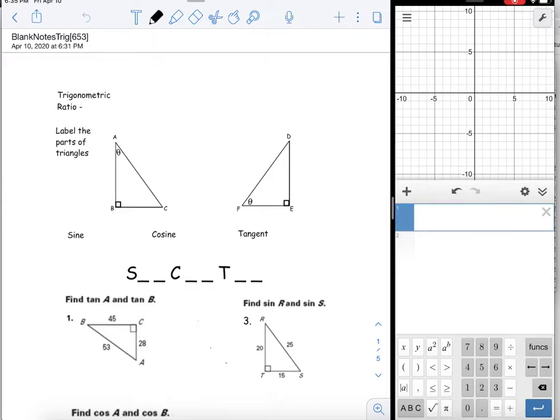So we're going to talk about trigonometric ratios. These are just ratios of the sides of right triangles, and that's what I'm just going to put there.